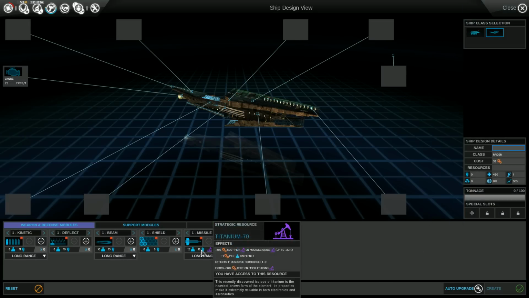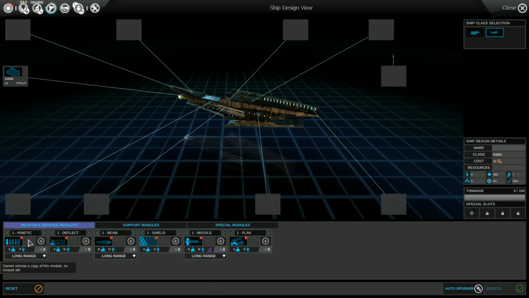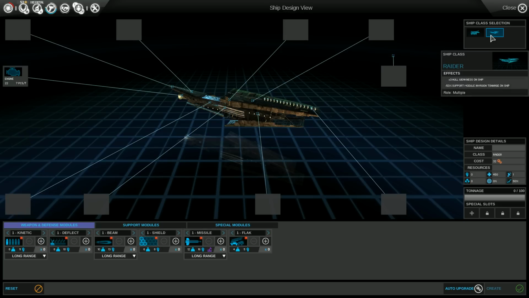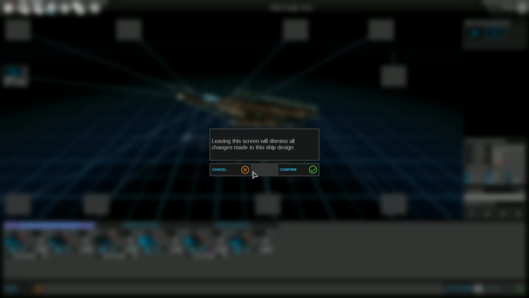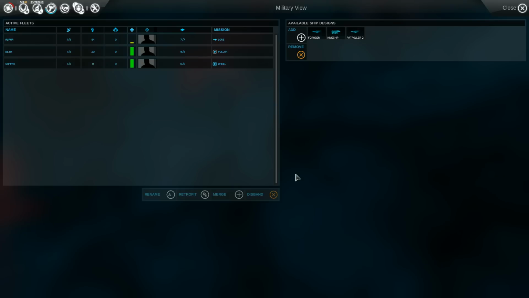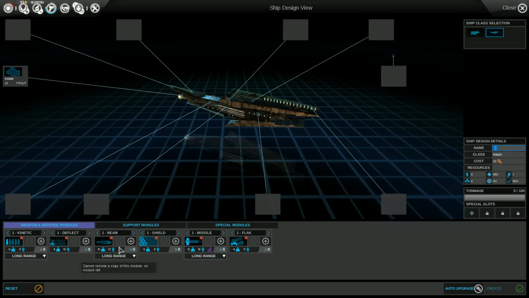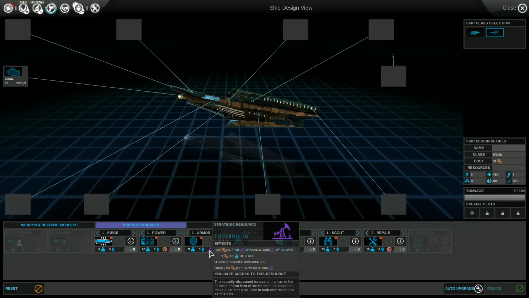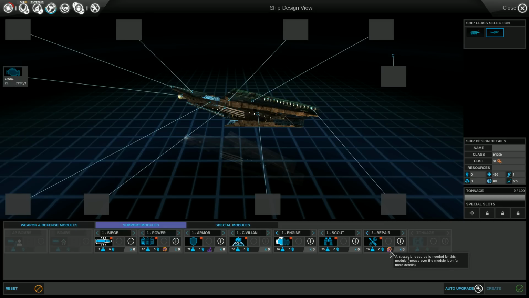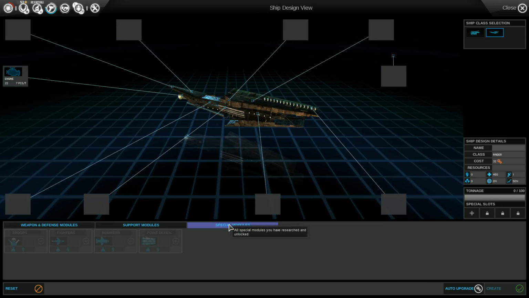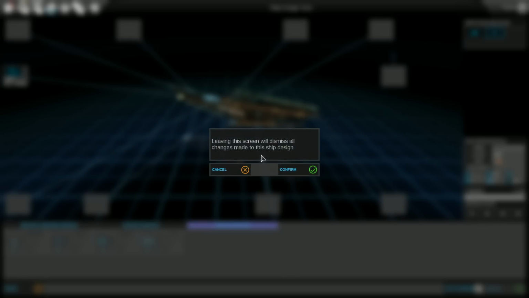What uses Hyperium? Or do we even have anything? How do we do this? Confirm. No, I guess that's the right screen, right? Yeah, that's the right screen. So we don't have anything that uses Hyperium then? Support mod- no, that's not it. I don't have anything yet.